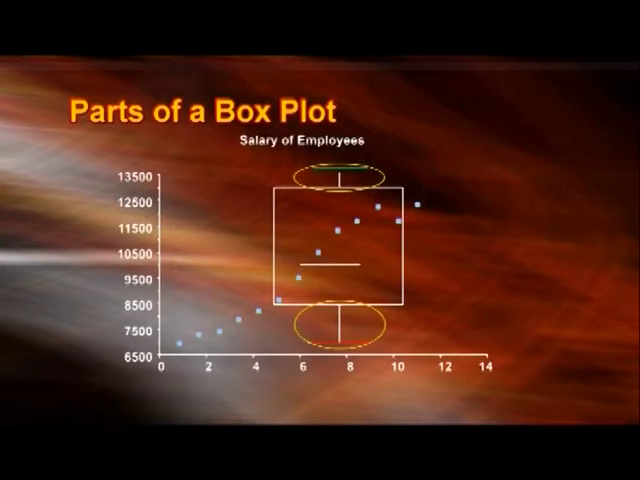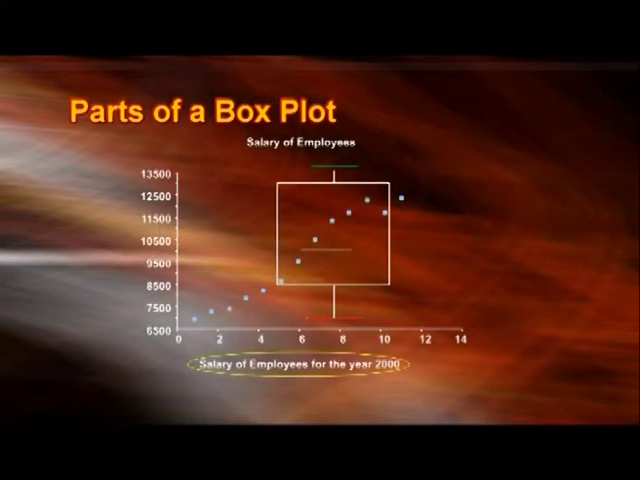Whiskers. Whiskers on either side of the boxes represent the minimum and maximum samples. They are lines joining the box and the extreme values of the data. Legend. The legend provides additional information about the documents like where the data came from and how the measurements were gathered.